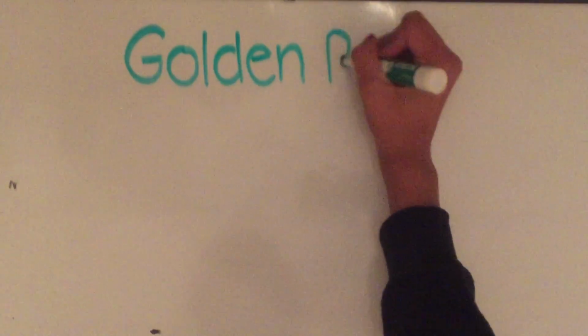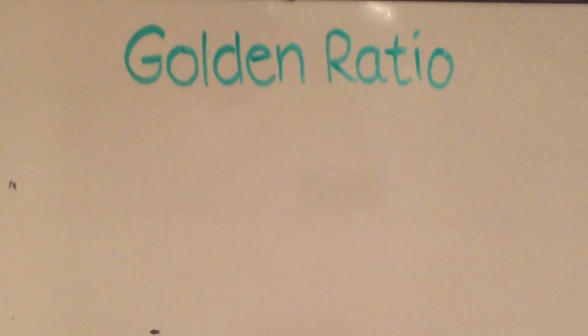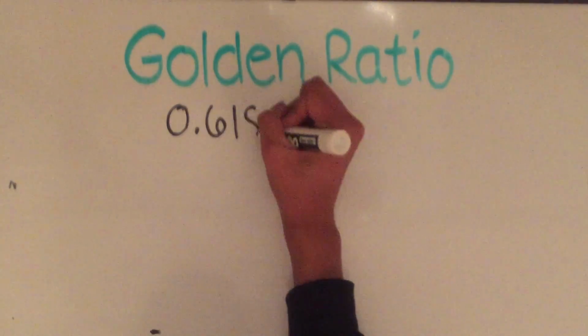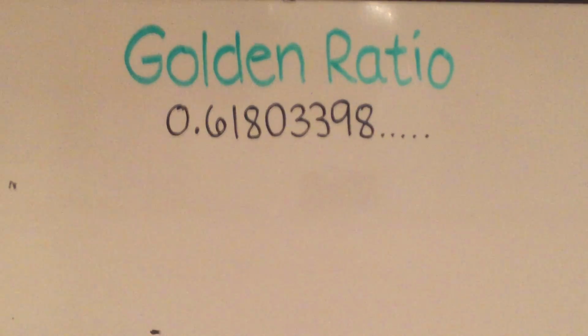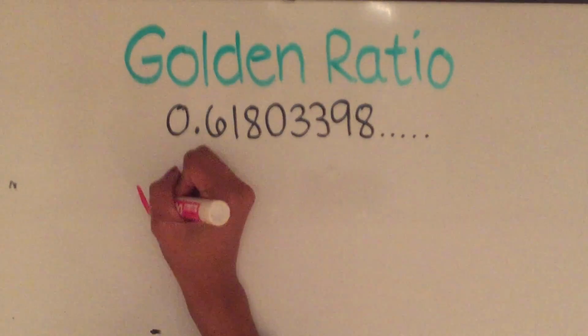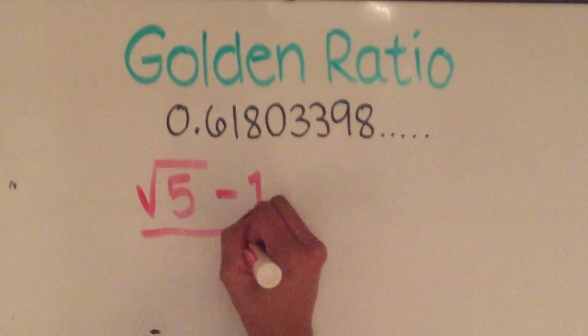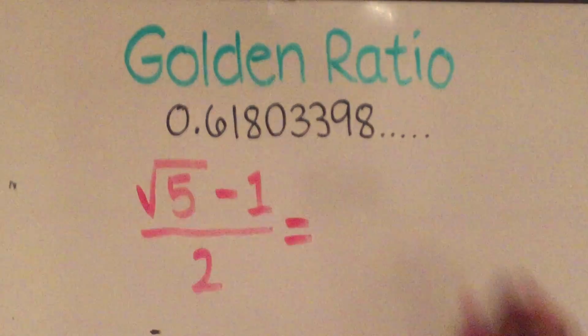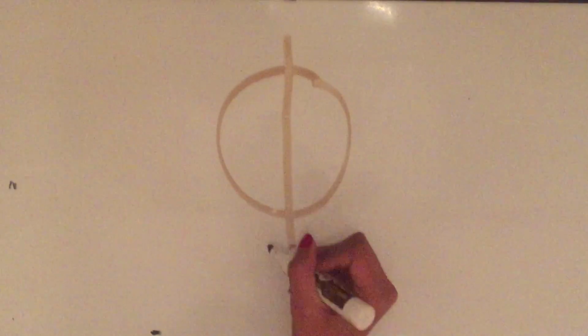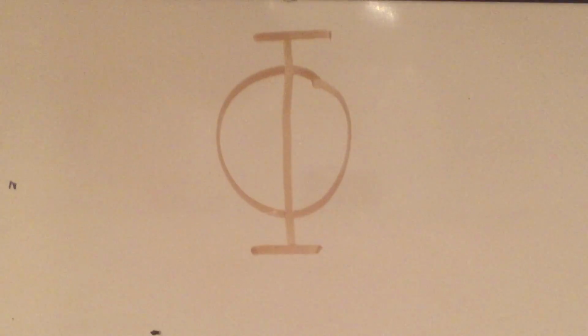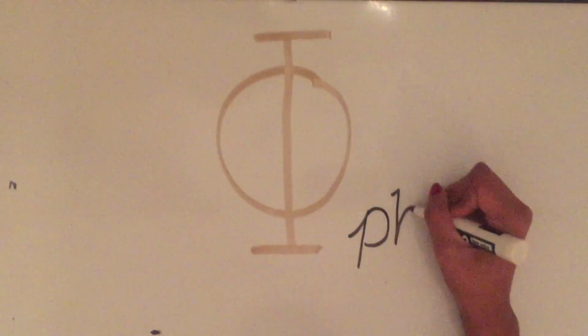The golden ratio is an irrational number that is approximately equal to 0.618033398 and so on. It goes on forever. This number is the result of the golden ratio formula, the square root of 5 minus 1 over 2. Since the golden ratio goes on forever, mathematicians often refer to and write it down as the symbol phi.